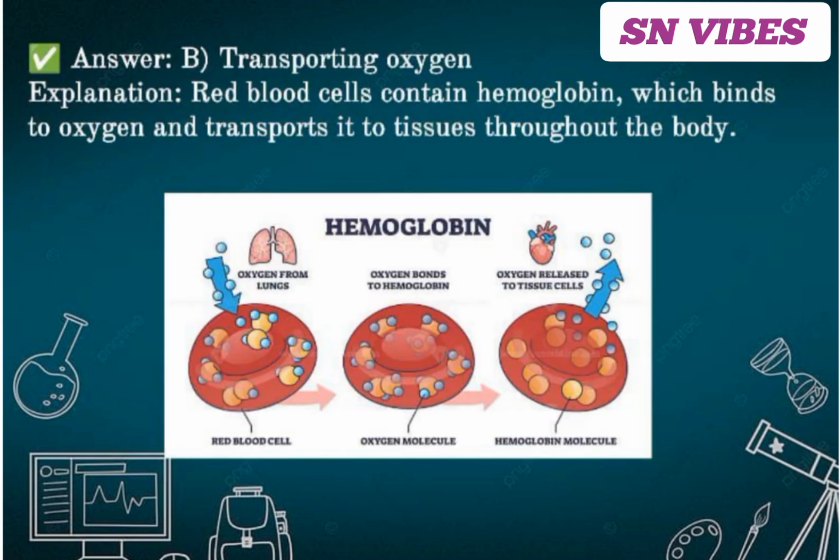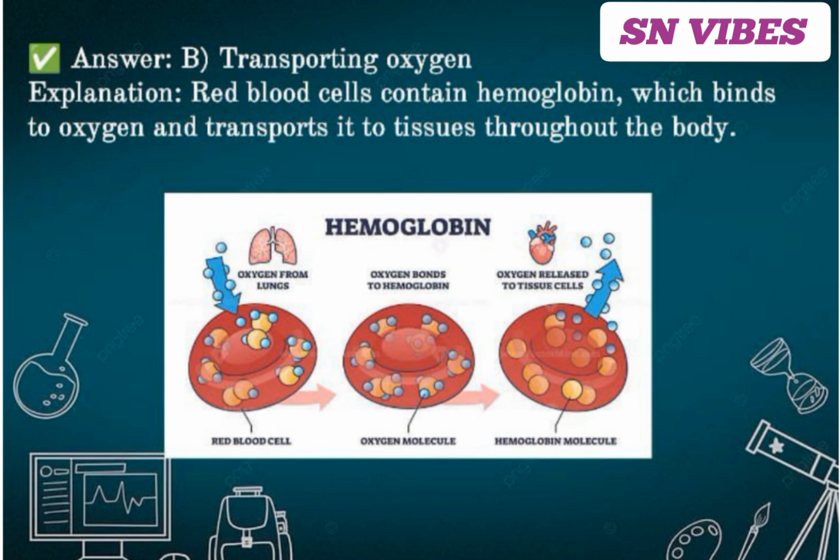Your answer is option B, transporting the oxygen. So here the RBC's main function is to transport the oxygen because of the presence of a pigment, that is hemoglobin. The hemoglobin is a pigment that is present inside the RBC cells, red blood cells. So for each hemoglobin molecule, four oxygen molecules bind to it. So each hemoglobin carries four oxygen molecules, and these are transmitted to all over the body, tissues, organs, everything.